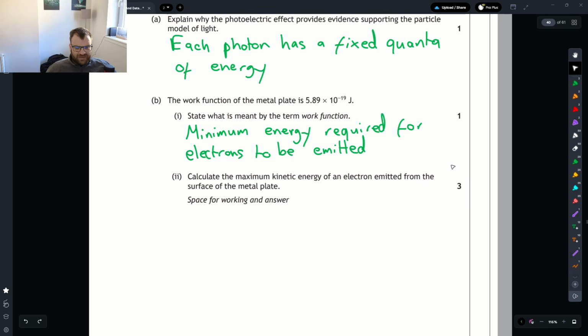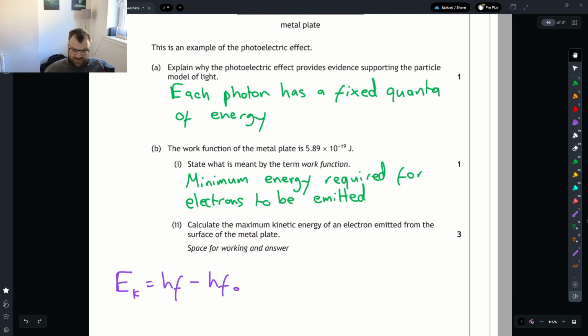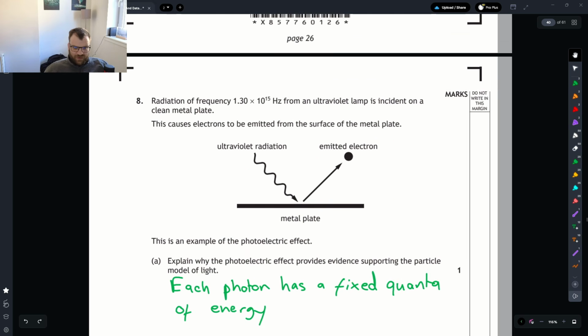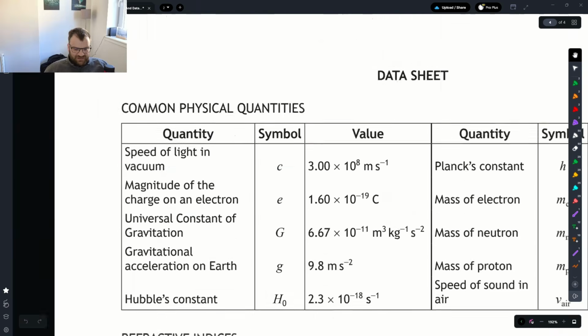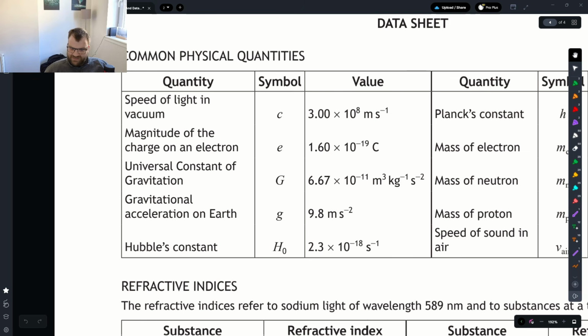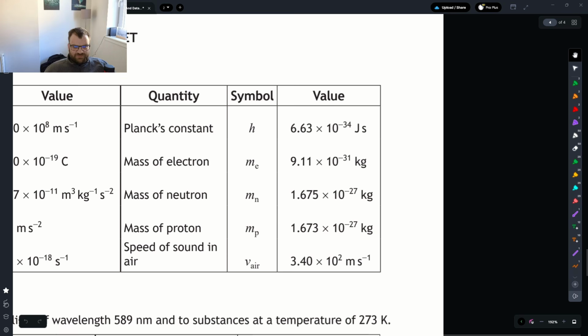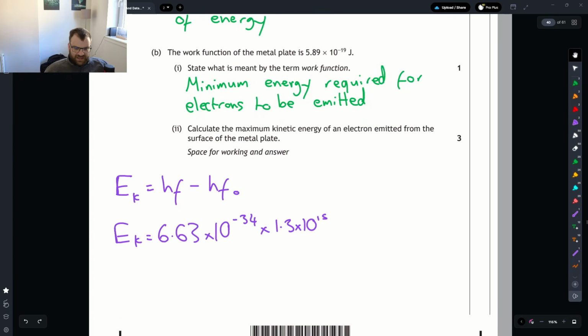Next up, we're asked to calculate the maximum kinetic energy emitted from the surface of the metal plate. So we need to look for the frequency of the light coming in, and then also looking at the threshold frequency that's required. So energy coming in is the 1.3 times 10 to the 15, and then Planck's constant h is in the data sheet, 6.63. Where have you gone? Oh, over this side. Times 6.63 times 10 to the minus 34 joules per second. Pop that in with the first bit.